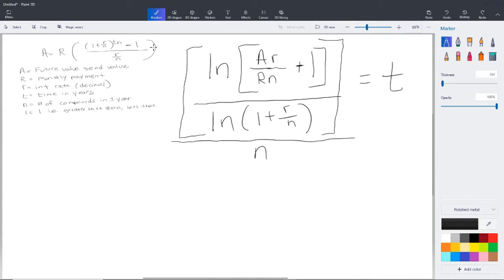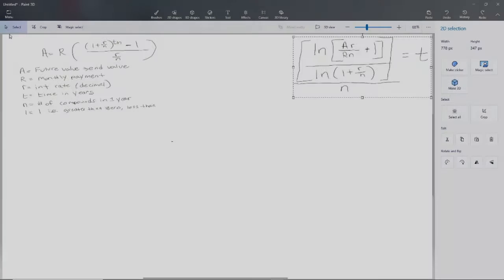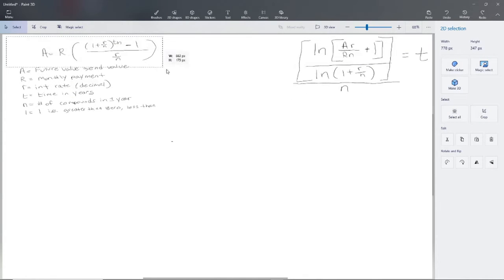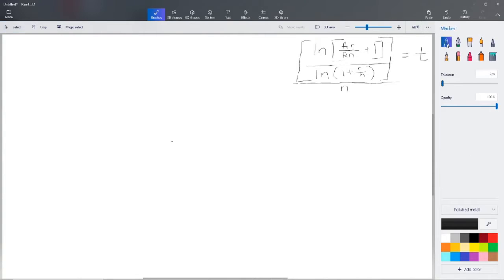All right, so let's go ahead and minimize our equation here a little bit. You know what we don't need? We don't need our other equation here anymore, so we'll get rid of that. All right, and we're ready to rock and roll.